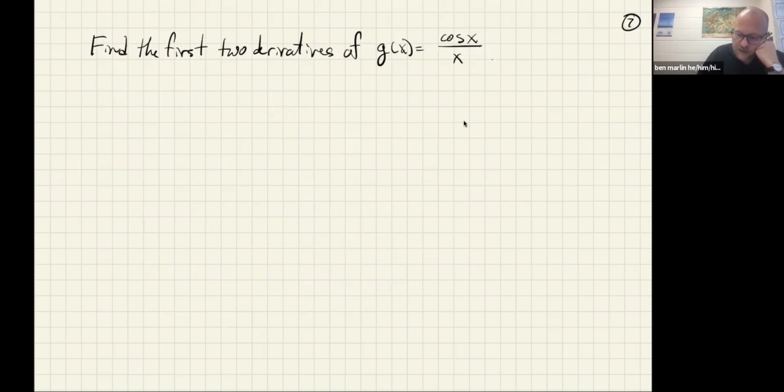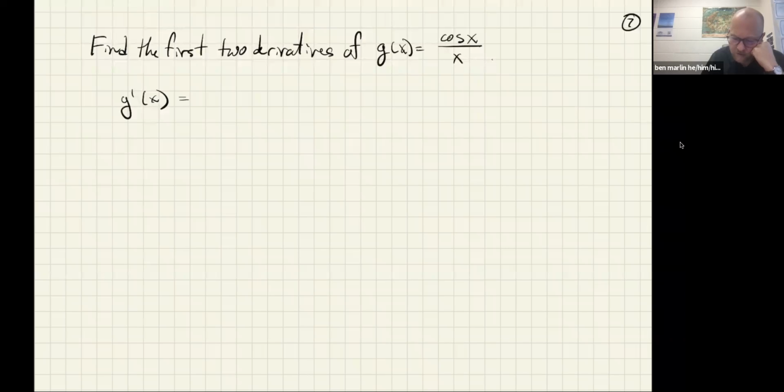So let's tackle this one here. Now we're going to have to find the first two derivatives of cosine x over sine x. Like before, we're going to have to use the quotient rule. I already referred to that to y'all, so you should have that noted down.